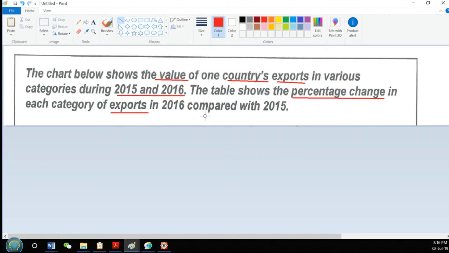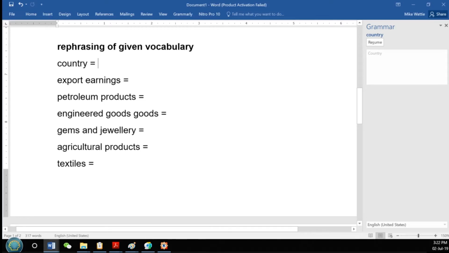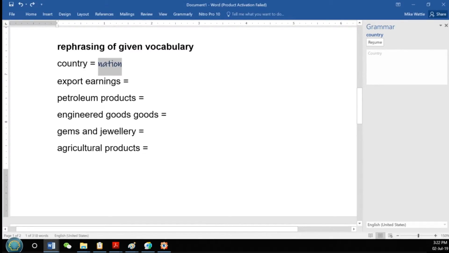Okay, so I've underlined what I think are some of the key words in here that we're going to want to paraphrase and introduce in our report. So let's have a look at how we can rephrase some of the given words. Country, we can talk about a nation. Okay, this is a useful rephrase. It's useful for your essays as well.